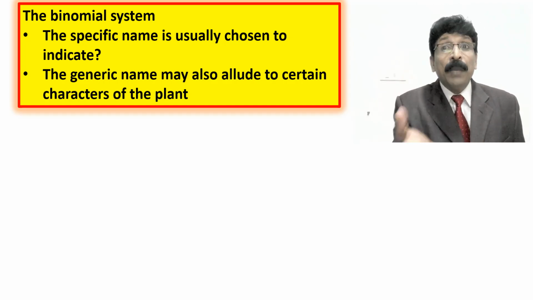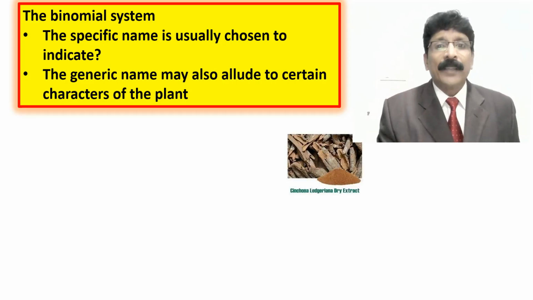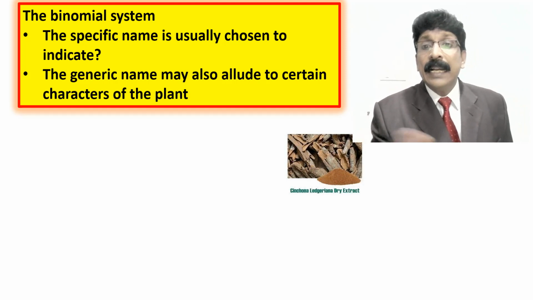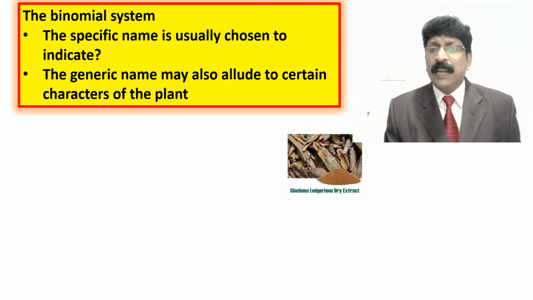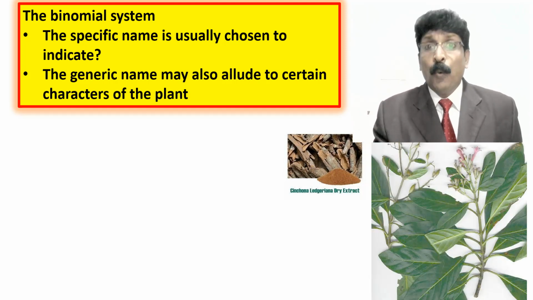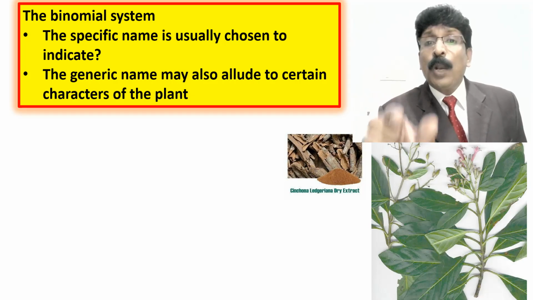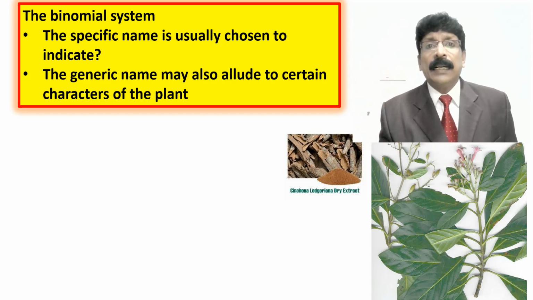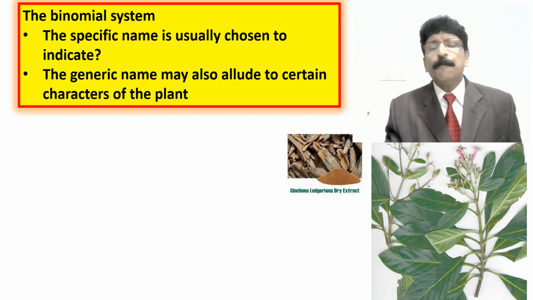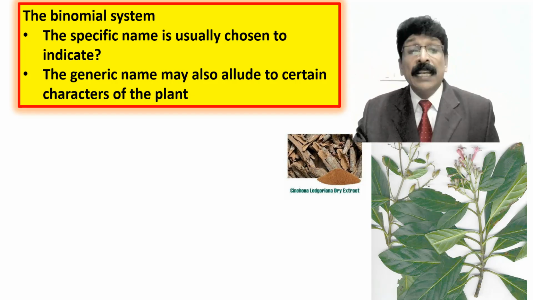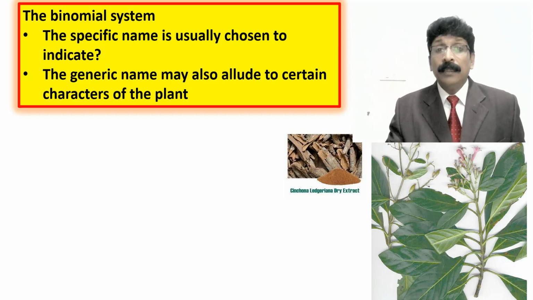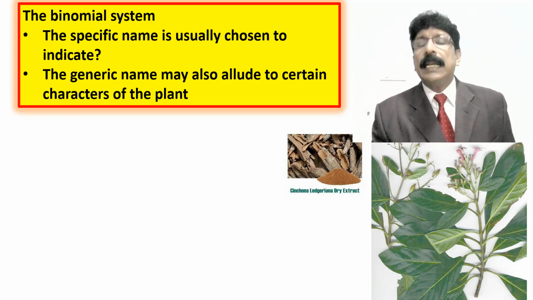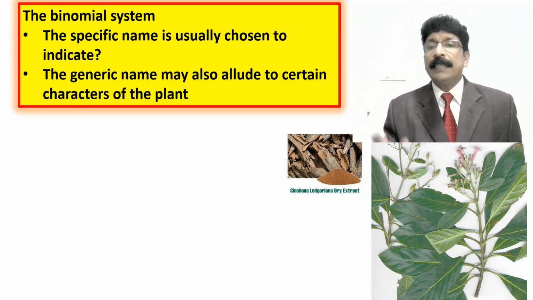What is the binomial system? Who is the scientist? Linn. You can see this is Cinchona ledgeriana, a dried extract, just a picture taken from the internet. This is the anti-malarial drug plant. Cinchona is the genus name and ledgeriana is the species name. There are many species: Cinchona ledgeriana, Cinchona officinalis, Cinchona calisaya. There are many, but still we are talking about the species Cinchona ledgeriana.